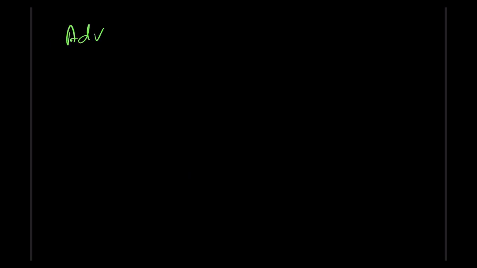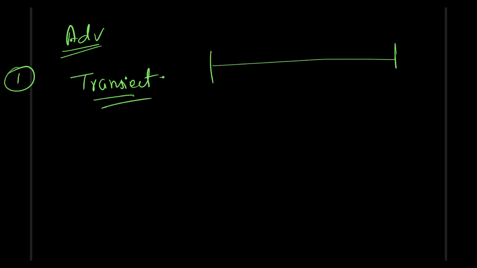Now there are some advantages also. The first one is that it reduces the transient effect on the transmission line. For example, if corona occurs in this transmission line and suddenly a surge comes to this line, then the excess current, the excess power, will be transferred to the corona loss.